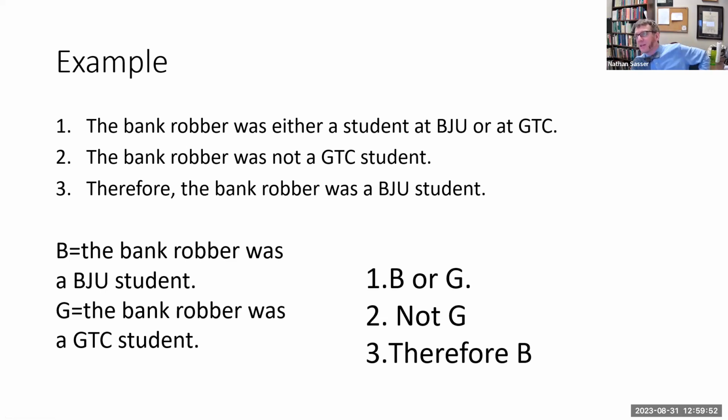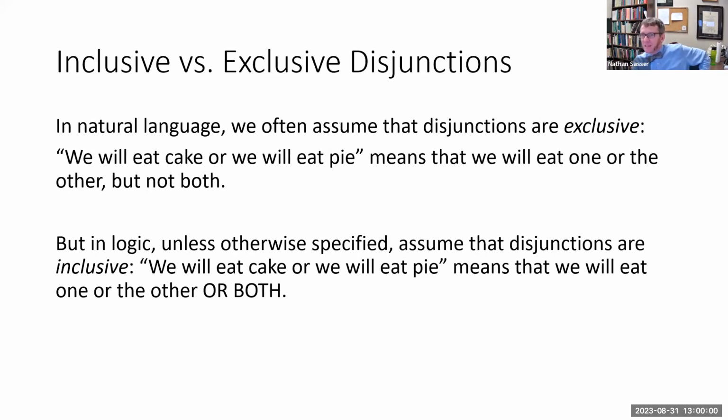Now, there's an easy way to get confused about this. Here's an associated fallacy. Don't do this. The key is to distinguish between inclusive and exclusive disjunctions. In natural language sentences, we often assume that disjunctions are exclusive. So if I say you can have a piece of cake or you can have a piece of pie, you probably think, well, I've got to have one or the other. I can't have both. It's an exclusive disjunction. Choosing one option excludes the other.